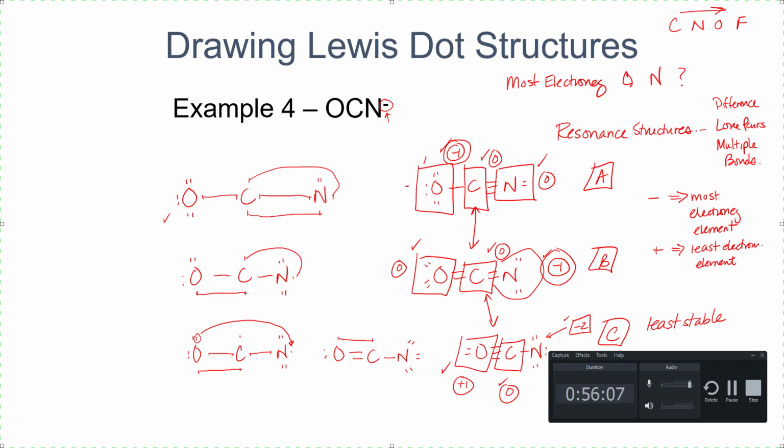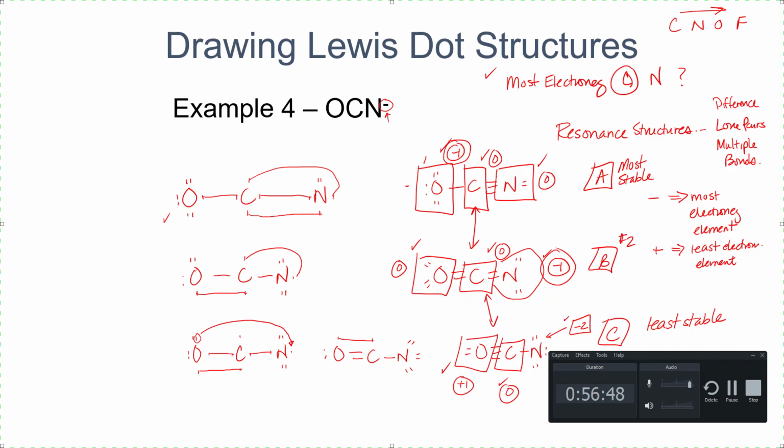Oxygen or nitrogen? It's oxygen. So, oxygen further to the right. So that means that we want the -1 charge to go with oxygen rather than nitrogen. Nitrogen can accept the -1 charge, but oxygen is much better at it because it's more electronegative. So that means that the most stable resonance structure is going to be A. The number 2 is going to be B, and the least stable is going to be C.